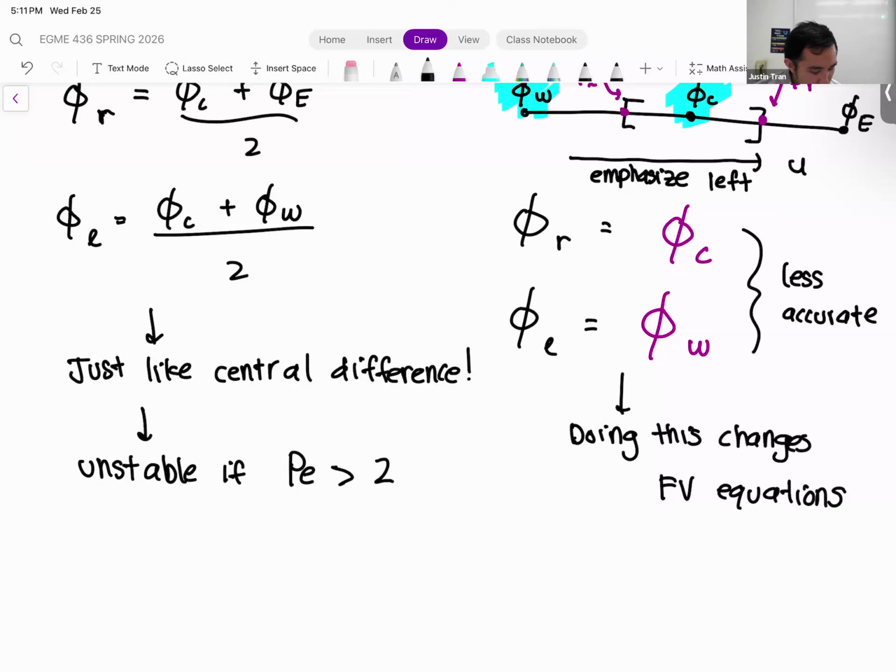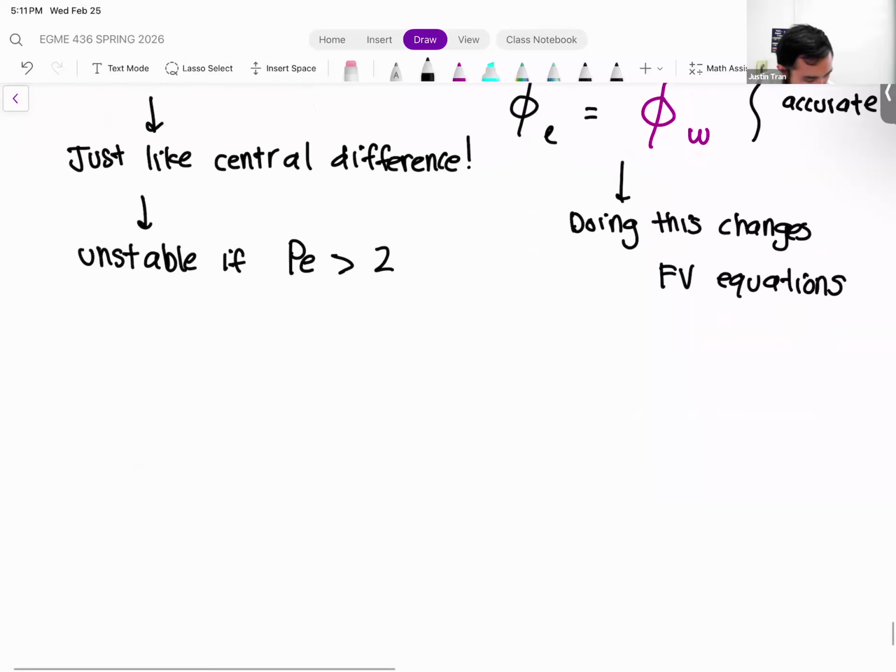And so I think the last thing I'll do today is illustrate what that looks like. You'll see it has the exact same effect as in finite differences, where we're changing the emphasis, the weighting of the different terms in our finite volume equation. All right, so let's go ahead and plug those in.